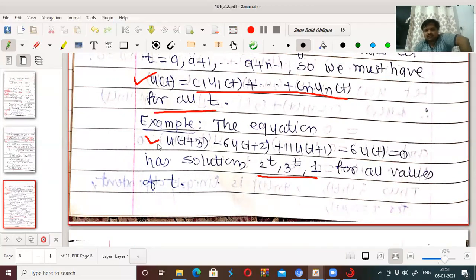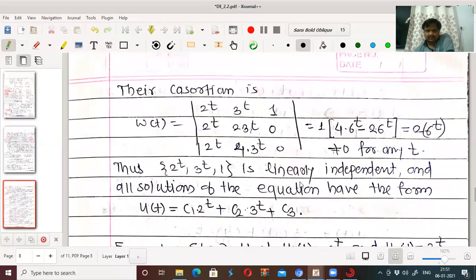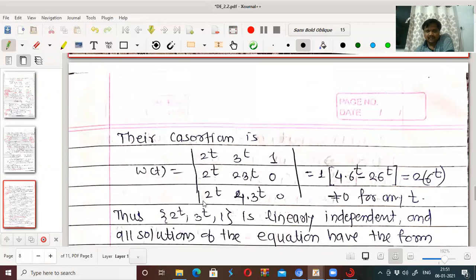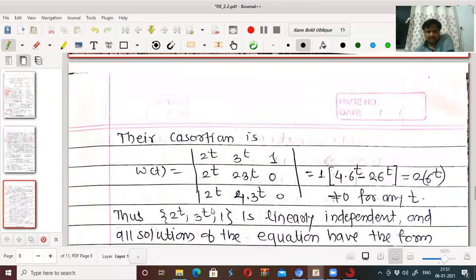How can we prove it? We can prove it by the verification method. When we say that 2 to the power t is a solution of this one, it means 2 to the power t satisfies this equation, similarly 3 to the power t and similarly 1. Okay. And we want to show that they are linearly independent also. Actually, this equation has the solution for all values.